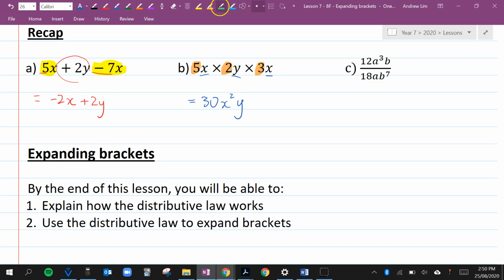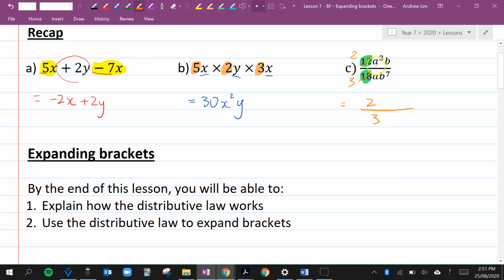For question C, we've got a fraction 12a cubed b over 18ab to the 7. We need to simplify this fraction here. 12 and 18, they are both divisible by 6, or the largest number that they're both divisible by is 6. So 12 divided by 6 is 2, and 18 divided by 6 is 3. So that means I'll have 2 at the top, 3 at the bottom.